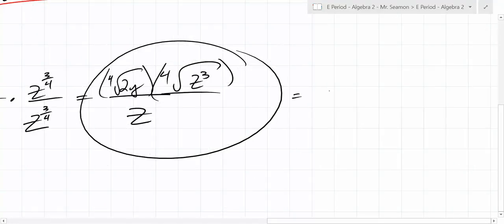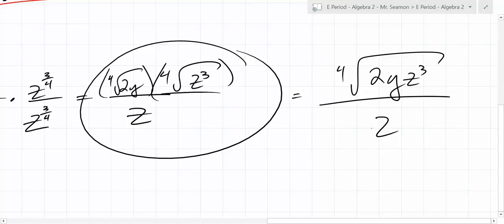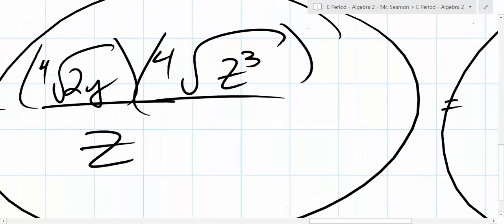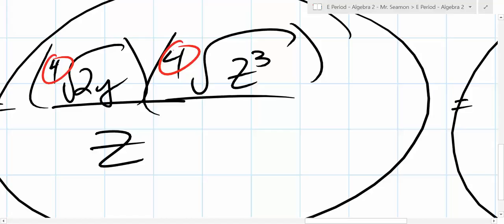You absolutely could. You could write this as the 4th root of 2yz to the 3rd over z. That's even cleaner. I like that. Good observation. You can do that. Why can you do that? Because you specifically have a 4th root times a 4th root. If it was something different, 4 and 5, you could not combine it. You have to have the same power.